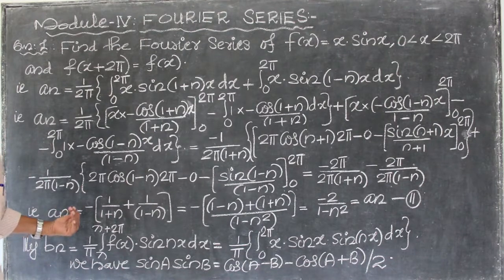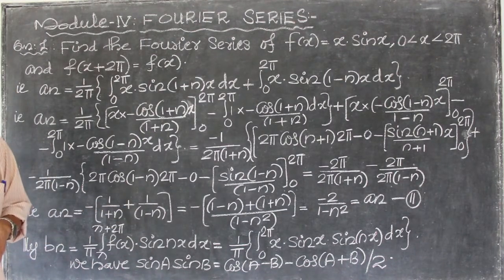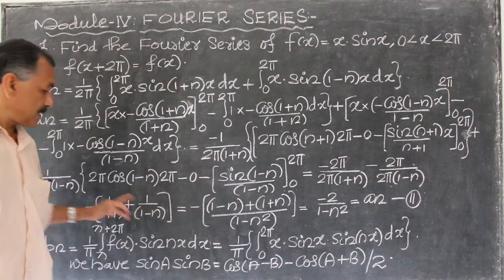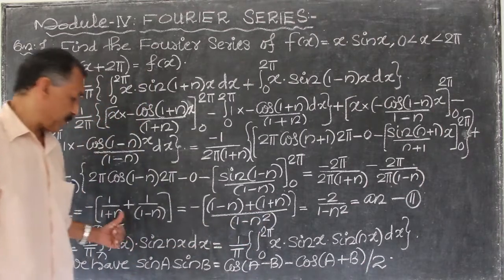Taking minus also outside: 1 divided by (1 plus n) plus 1 divided by (1 minus n). That is the simple cross multiply here: (1 minus n plus 1 plus n) divided by (1 minus n) into (1 plus n).